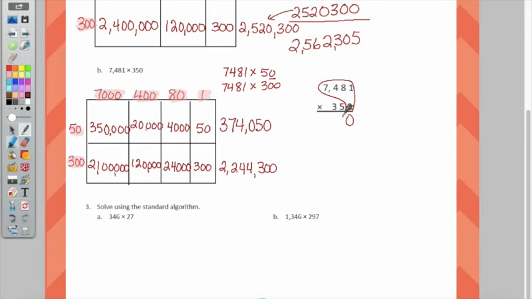5 times 1, 5. 5 times 8, 40. 5 times 4, 20. Wait, sorry, 25. Okay, 20 plus 4, 24. 7 times 5, 35, plus 2, 37. Do we have a match? Yes. Okay. All right. So now I multiplied times 50 on the first row.